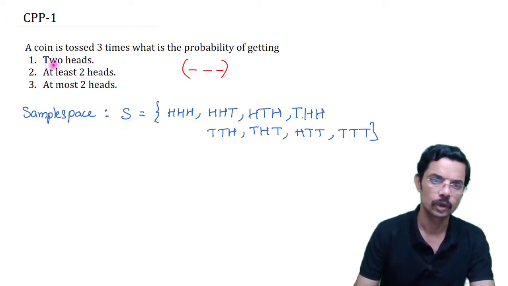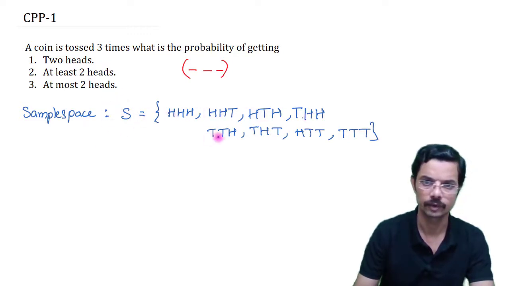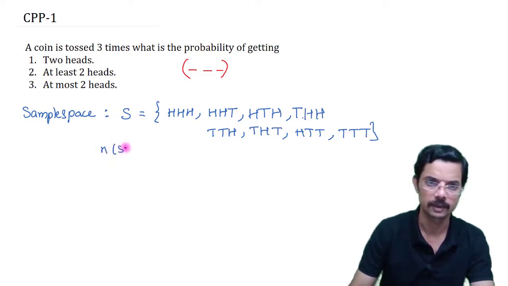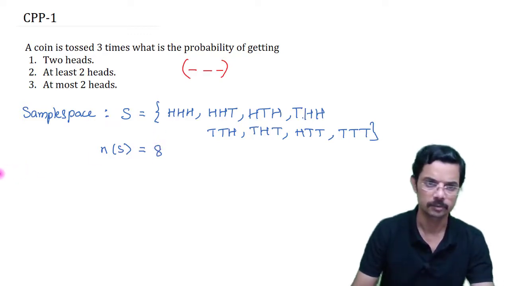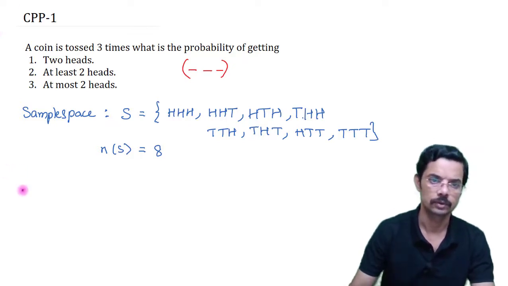Now in the first question we need 2 heads. So what is the number of elements in the sample space? It is 1, 2, 3, 4, 5, 6, 7 and 8. So the number of elements in the sample space, n of S, will be equal to 8. There are 8 elements in the sample space.